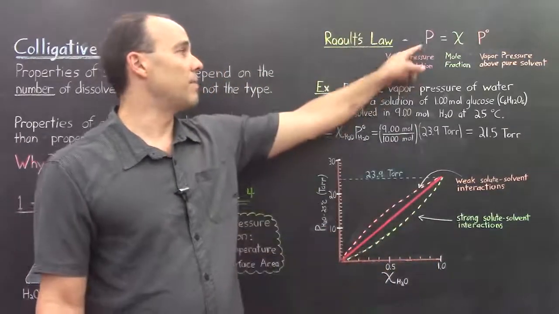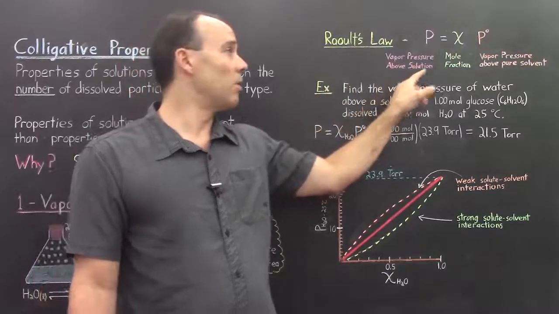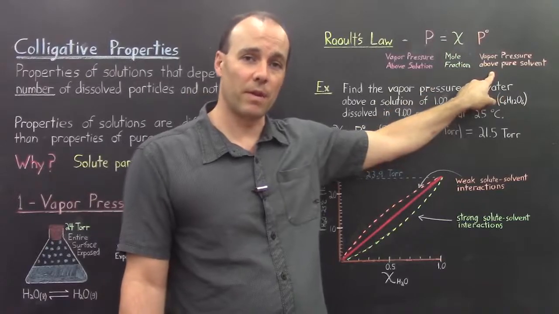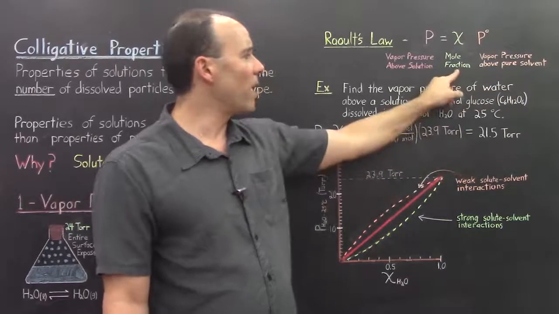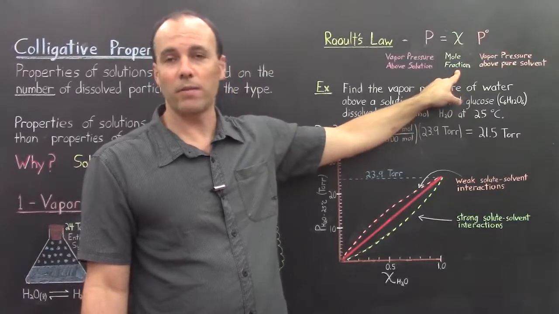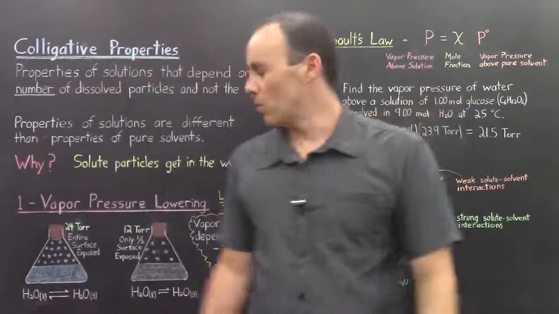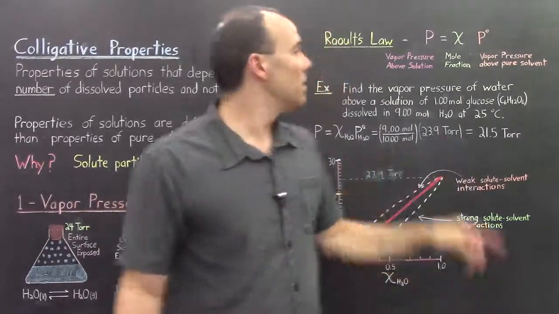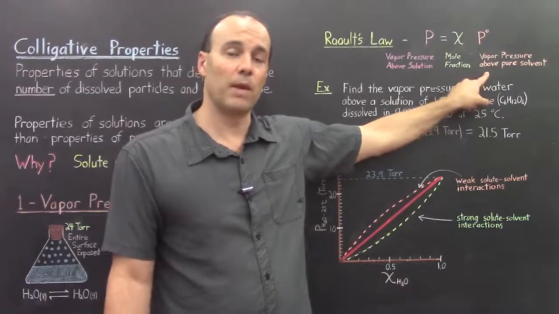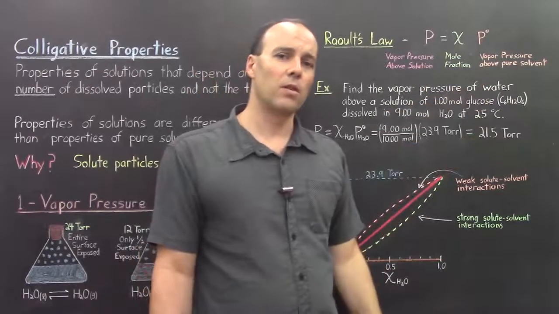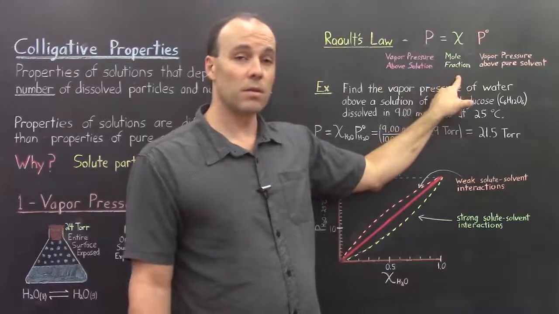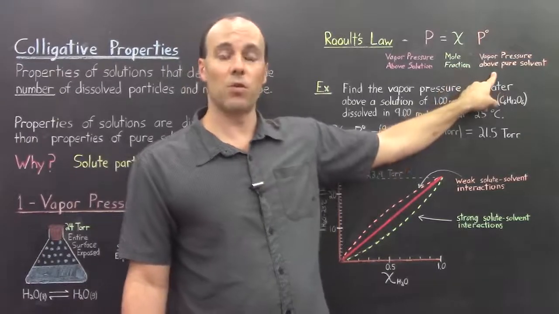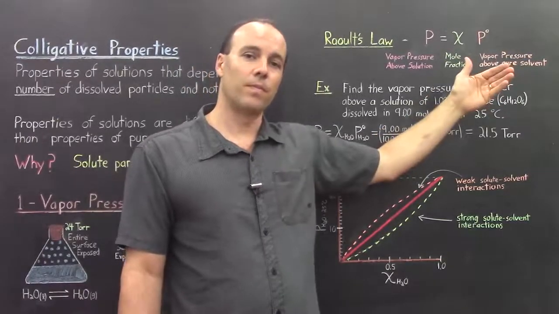Raoult's law tells us that the vapor pressure above a solution equals the mole fraction of the pure solvent times the vapor pressure of the pure solvent. So if the mole fraction of water is 0.5, or 1/2, that represents 1/2 of the surface being available for water to vaporize. So you'll get 1/2 times the normal vapor pressure of water. And if the mole fraction is 3/4, so 75% of the particles are water, then you would have 3/4 times the normal vapor pressure, and so on.